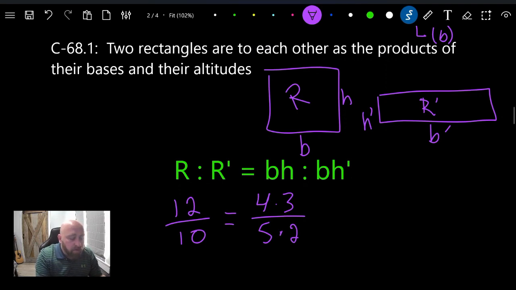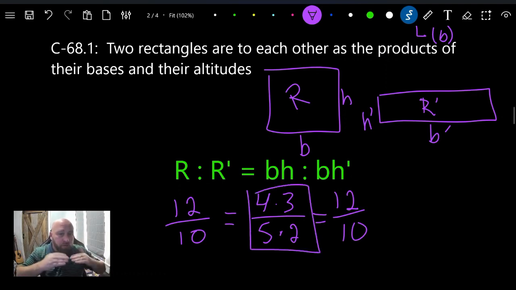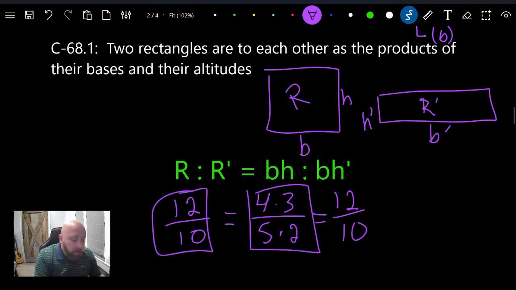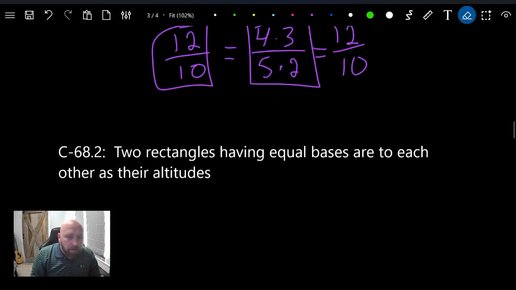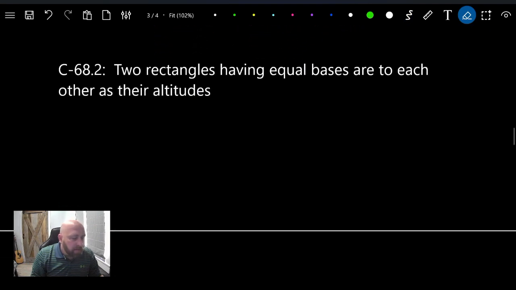Okay? So here's what happens when you multiply this together. Obviously, you get 12 and 10. So these two are proportional to the area of the other two. And hopefully it makes sense because it's the formula. It's like saying the area is proportional as the parts of the formula are proportional. Okay, let's look down here at 68.2.